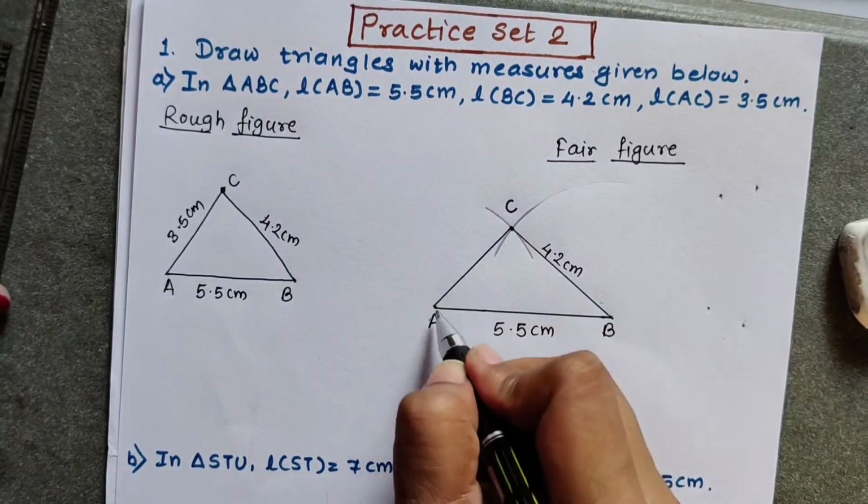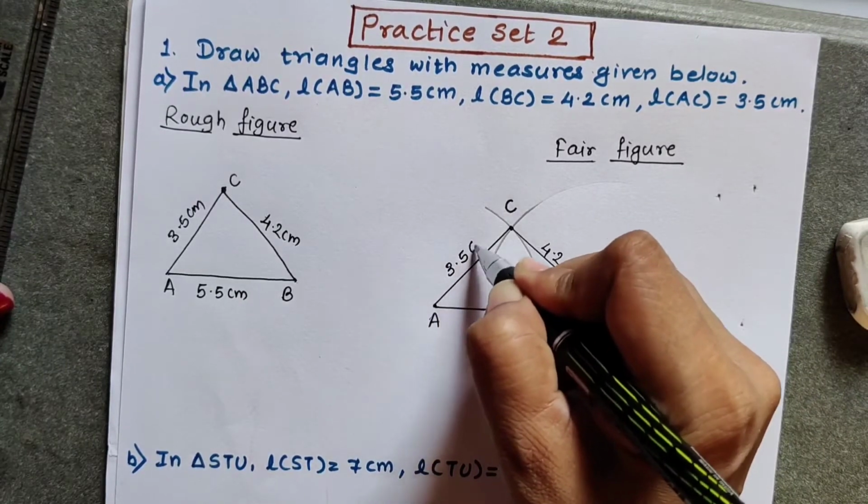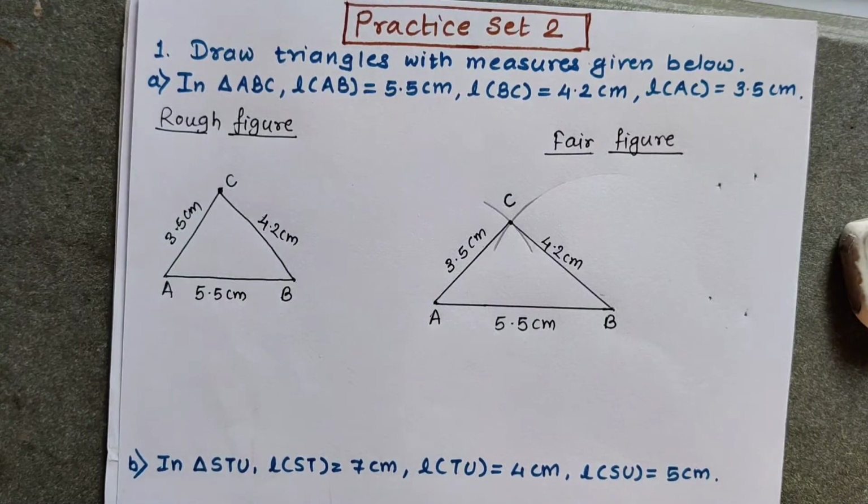And this is the AC distance, which is 3.5 centimeter. In this way we can draw a fair figure. Now let us see the second sum.